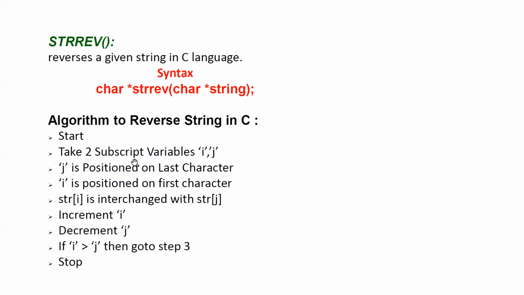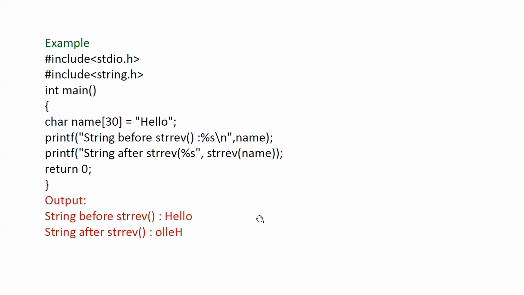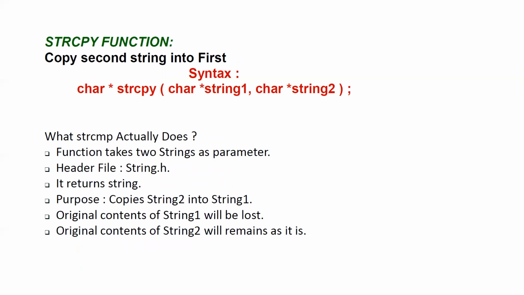Now look here. Take two subscript values i and j. j is positioned on the last character and i is positioned on the first character. Now the characters at the i-th and j-th positions are interchanged. Then you keep incrementing i and decrementing j. You keep doing the interchanging process until i is greater than j. Then you stop your algorithm. So that is string reverse: strrev, within brackets you give the string.